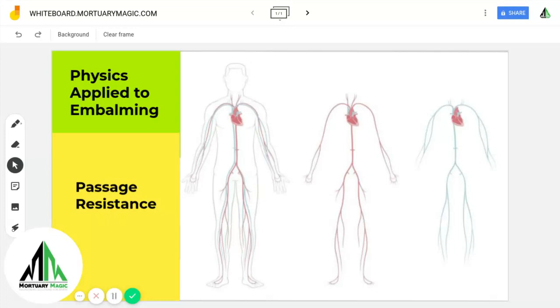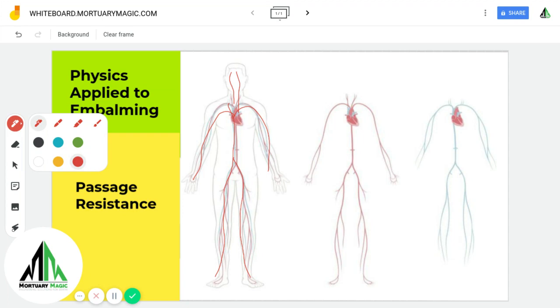We're going to proceed with physics applied to embalming, and our next installment is passage resistance. So what we had talked about previously is that as fluid fills the arterial system and positive pressure is created, the result is passage of fluid into the venous system.